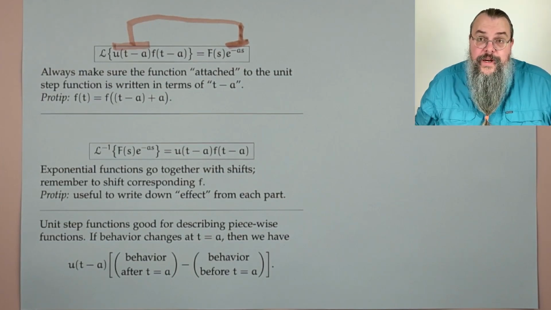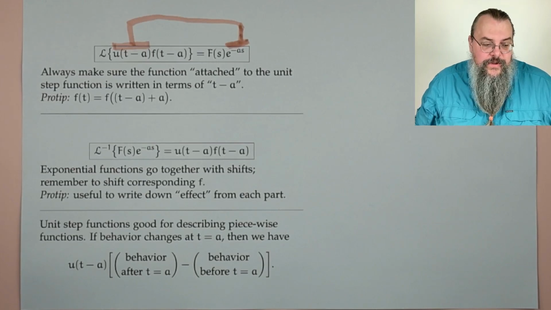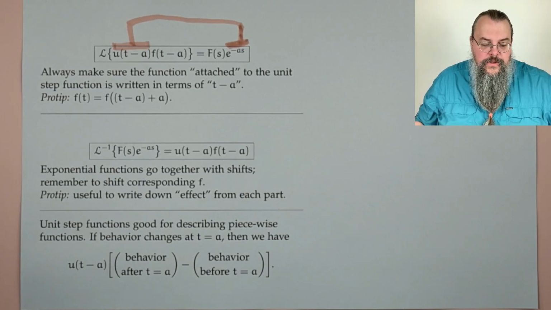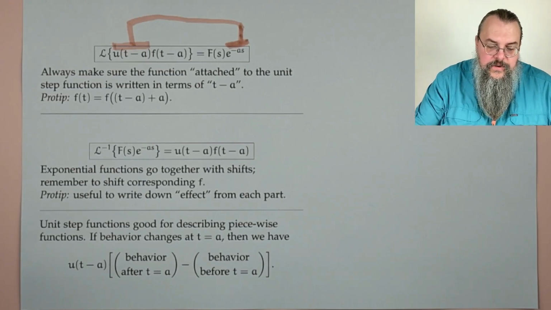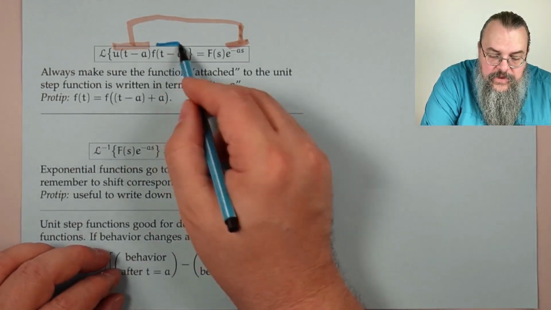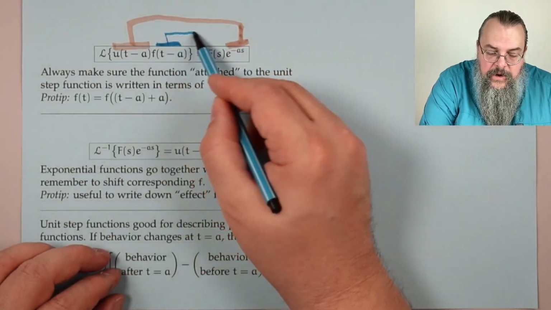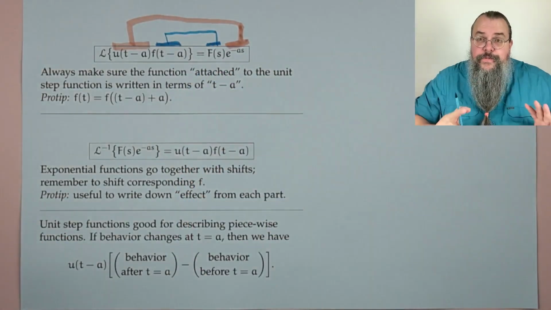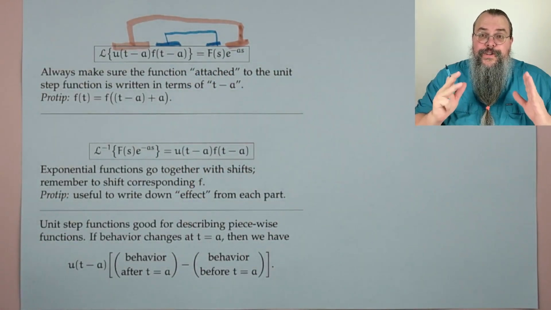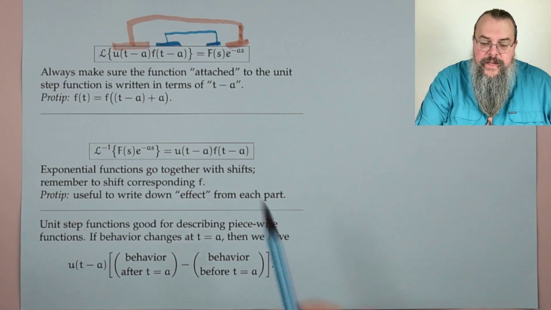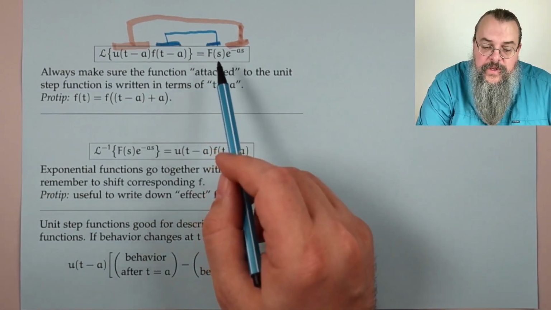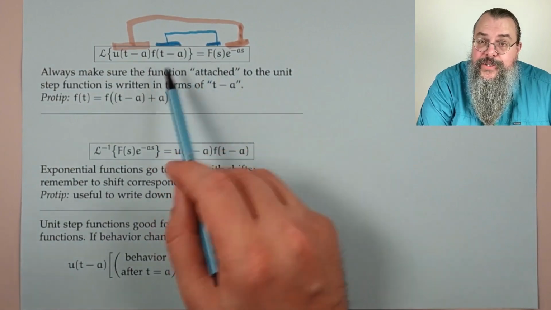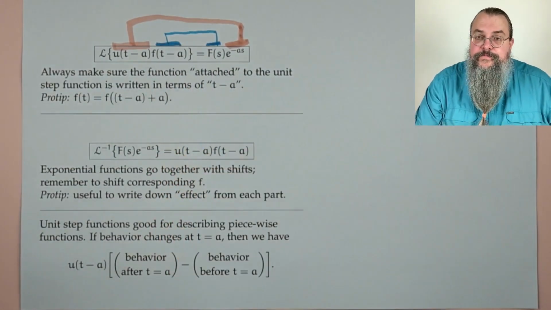Now the question is, what's attached? Well, to do that, you say, all right, look at the function next to it, f of t minus a, and now do it without the shift, and say, okay, remove the shift. What does it look like? Take the Laplace transform of that, and that gives you your F of s. So F of s is without the shift. So f of t without the shift.